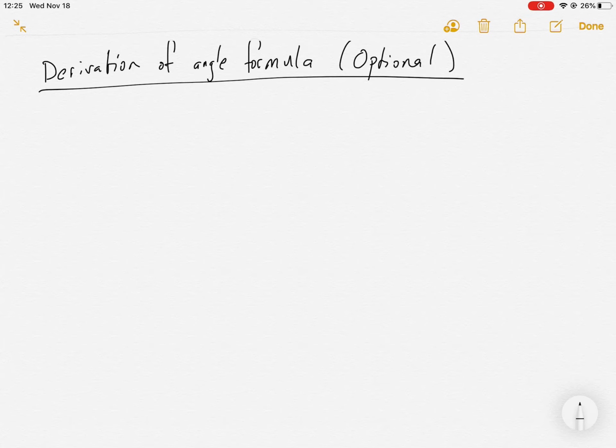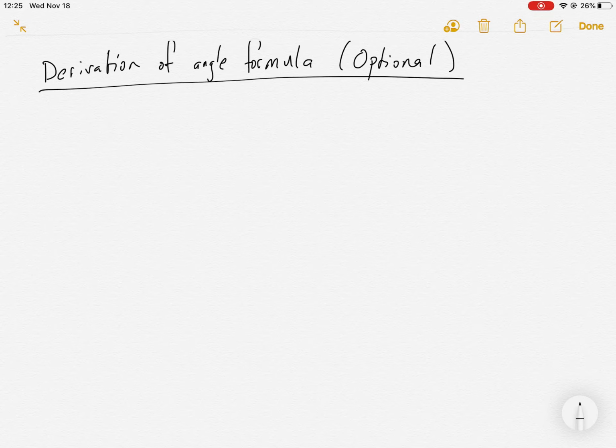As I mentioned in the previous video, I said I would do the derivation of the angle formula, which is totally optional. So what I want to start off with is giving you a couple quick facts about dot product that we'll use.